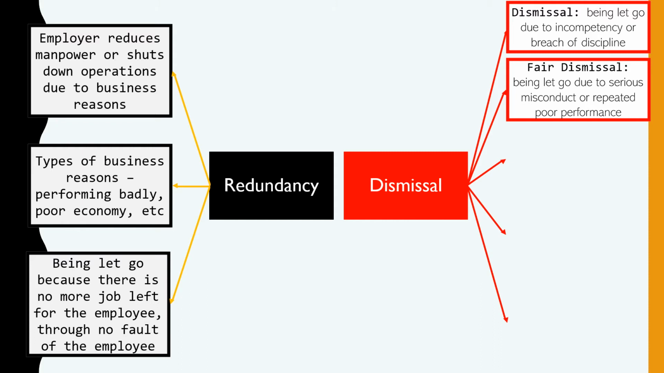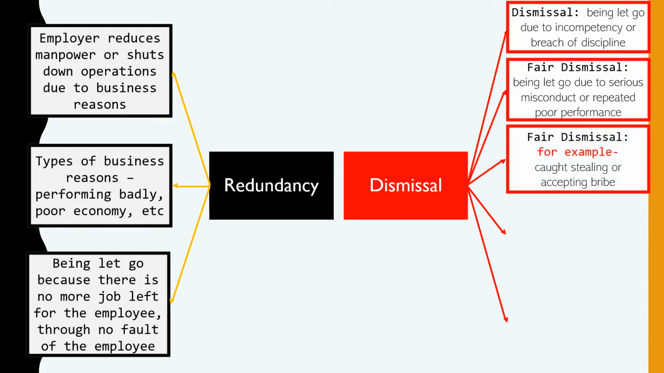And also in the case of stealing, especially when caught on camera, or accepting bribe, these are all serious crimes that will not be tolerated by companies. So in such cases, we consider this as fair dismissal. Now, there is another example, as you can see on the screen here, called stealing, accepting bribe.